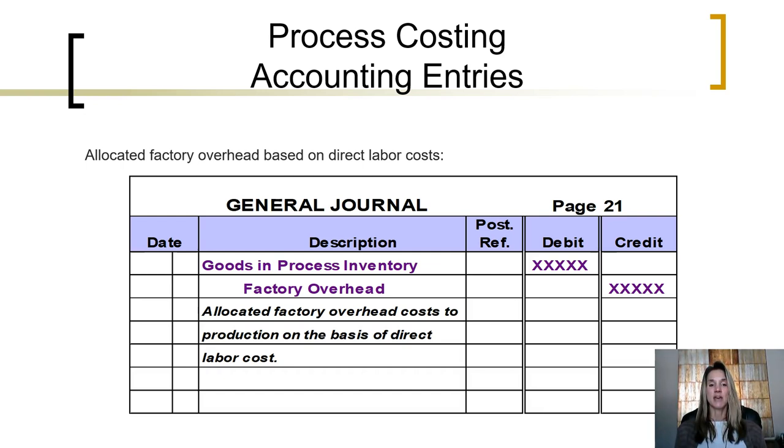Finally, as the estimate or the allocation of overhead is recorded, we would use the predetermined overhead rate to calculate the amount, and that amount would be debited into goods in process and credited to the clearing account for the amount of that estimated factory overhead.